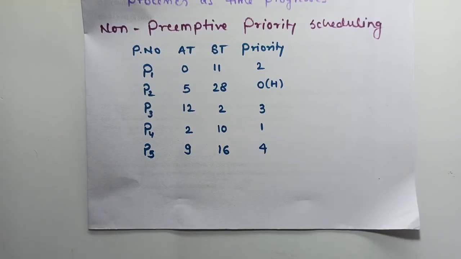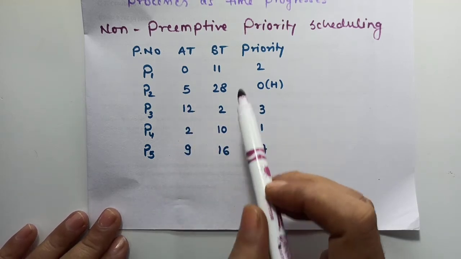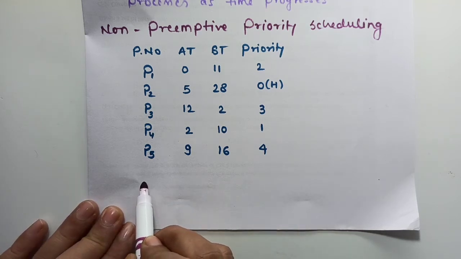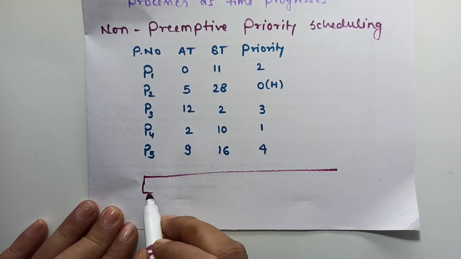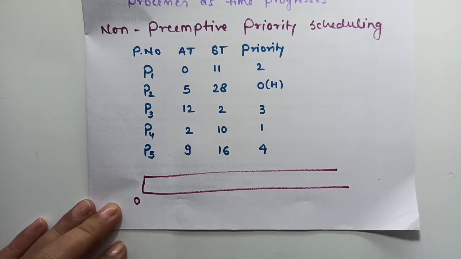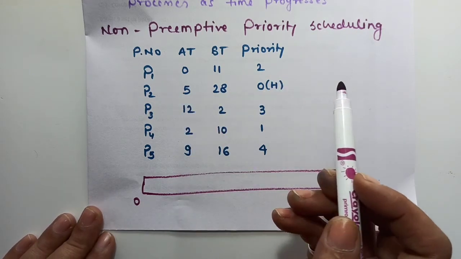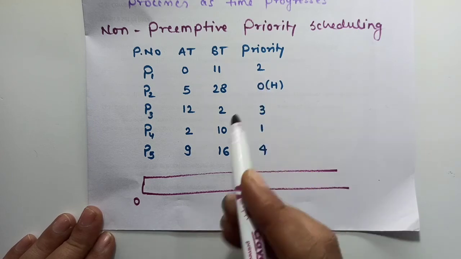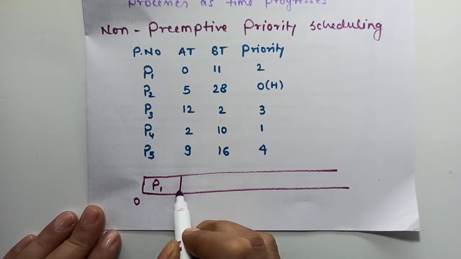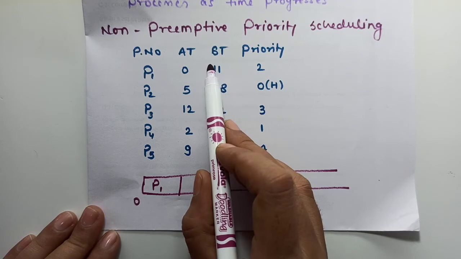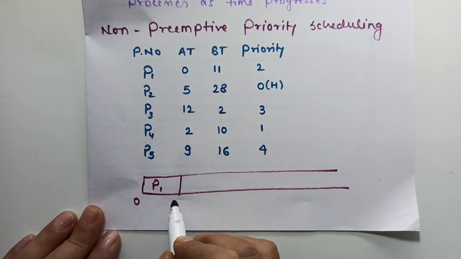So let's perform non-preemptive priority scheduling. Here we have process numbers, arrival time, burst time and priority given. Let's schedule this first using non-preemptive scheduling. At time 0, which process is there? At time 0 we have only one process, so there is no decision to be taken based on priority. So we will schedule process P1 directly. For how much time? Because the mode is non-preemptive, the total time it wants to execute in the CPU will be allocated to it. So it will be executed till time 11.